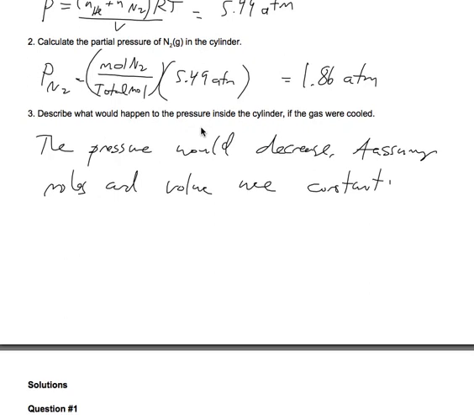Describe what would happen to the pressure inside the cylinder if the gas were cooled. Well, we're going to assume that the volume is constant and so are the number of moles, and if we rub some ice on that cylinder like we did in class, the pressure inside should decrease.